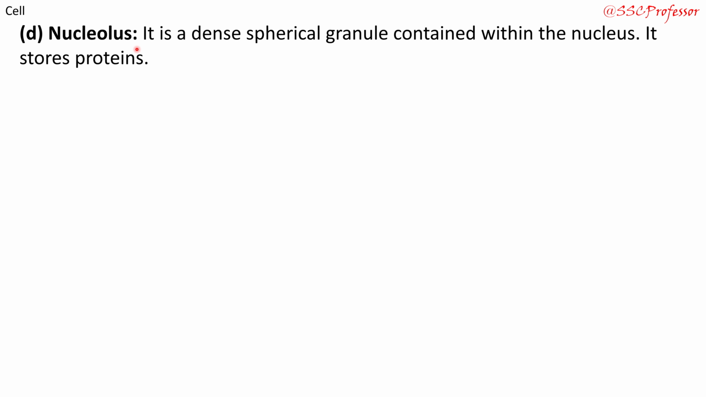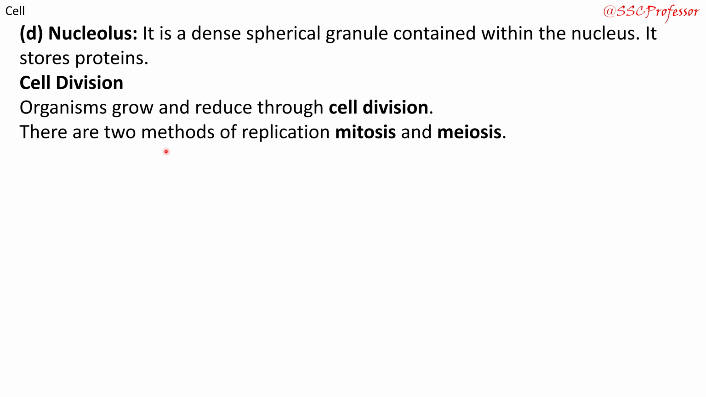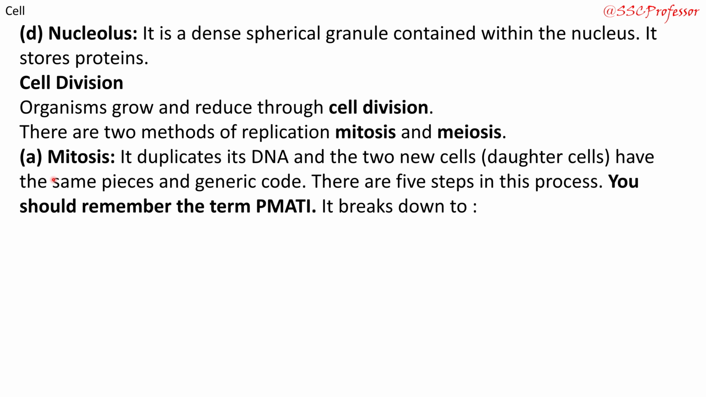D. Nucleolus. It is a dense spherical granule contained within the nucleus. It stores proteins. Cell division. Organisms grow and reproduce through cell division. There are two methods of replication, mitosis and meiosis. A. Mitosis. It duplicates its DNA and the two new cells, daughter cells, have the same pieces and genetic code.